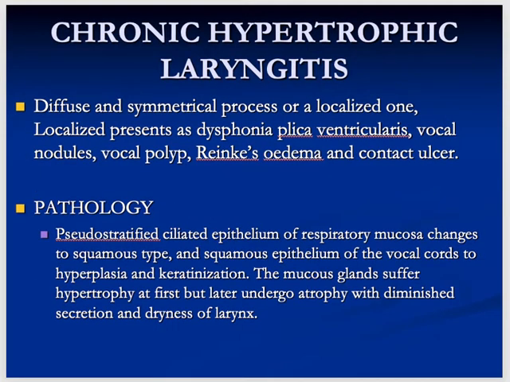The other one is chronic hypertrophic laryngitis. Again, it could be diffuse, it could be symmetrical most of the time, or it could be a localized one. What happens in this one is that the pseudostratified ciliated epithelium or respiratory mucosa changes to squamous type. So there is alteration in the mucous epithelium of the vocal cords to hyperplasia and keratinization. The mucous glands suffer hypertrophy at first, but later undergo atrophy with diminished secretion and dryness of the larynx, right? This is what is going on in this one.